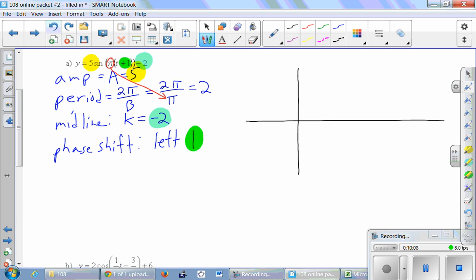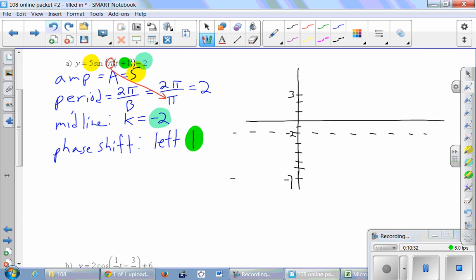So we know that the midline is -2. So let's go ahead and start there at -2. I'm going to put a dotted line right through there. That'll be our middle. And then the amplitude is 5. So that means 5 up and 5 down from that. So how about we go 5 up from that, which lands us at 3, and 5 down from that, which lands us at -7.